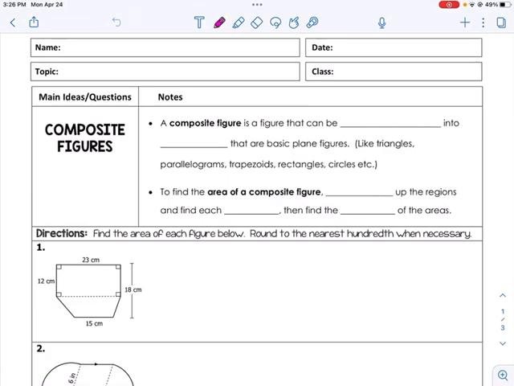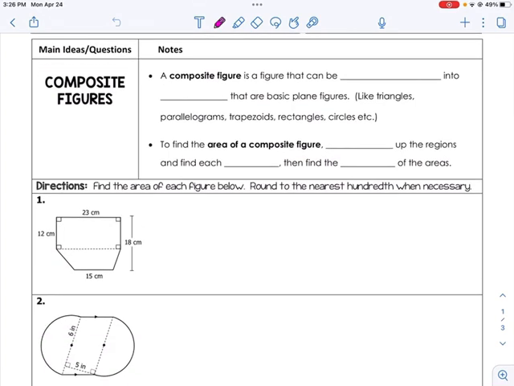So when we talk about a composite figure, we are talking about a figure that can be cut apart or separated into different regions or pieces that are some basic figures, okay? So circles, triangles, parallelograms, trapezoids, rectangles, a lot of the shapes that were on that very first worksheet we did over the weekend. So to find the area, we're going to divide our figure up into different regions to find the area of some separate pieces. Then we are going to add those pieces together.